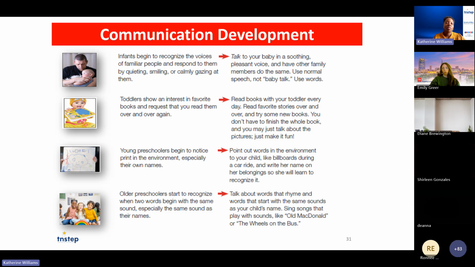So babies learn through sound, they learn through eye contact, they learn through back and forth play. Toddlers, they might start to name what they see. Preschoolers might ask more questions and then begin to share ideas. So all of that builds upon each other.